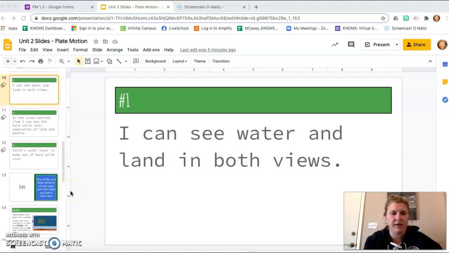Hey there. One thing I want to go over with you guys is some good answers for the last section of questions that you just had after you were playing around with that sim in Amplify. The first question, which you should be able to see right here on the slide, was asking you what can you see in both the map view and the cross section view. So the right answer for that one, I think, was the first selection: I can see both the water and the land.